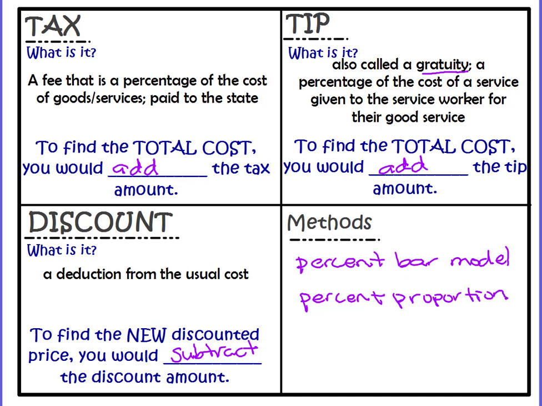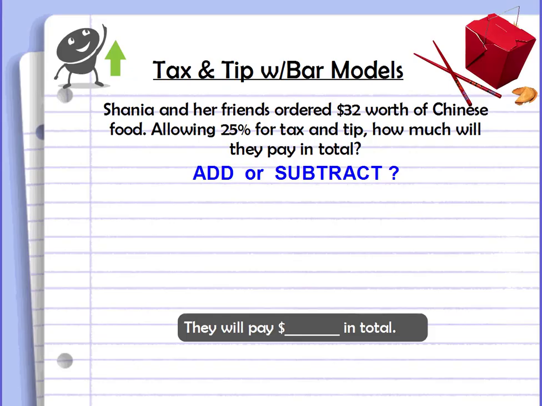Okay, let's do some examples. Tax and tip with bar models. Shania and her friends ordered $32 worth of Chinese food, allowing 25% for tax and tip. How much will they pay in total? Okay, so tax and tip.